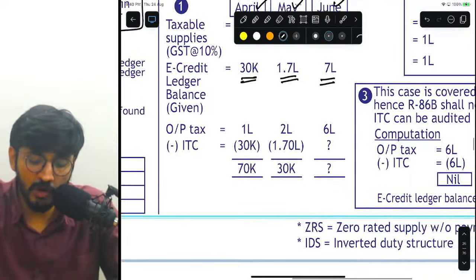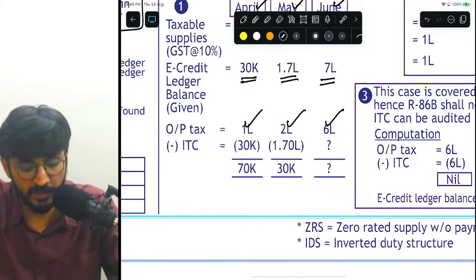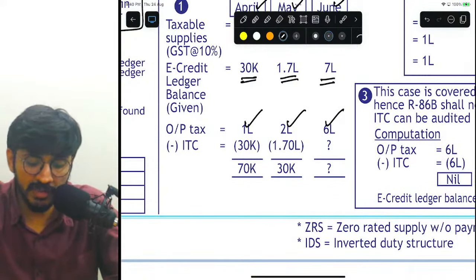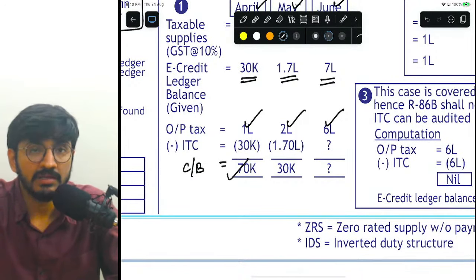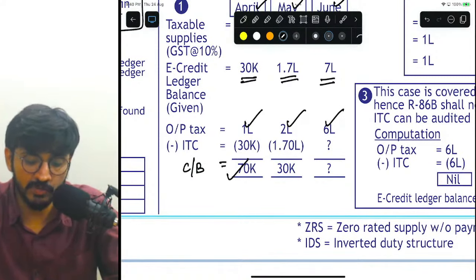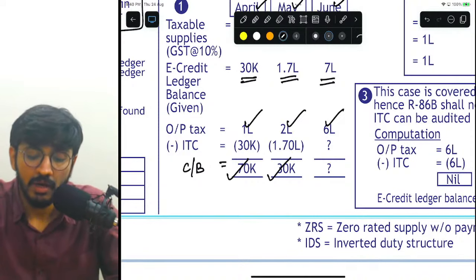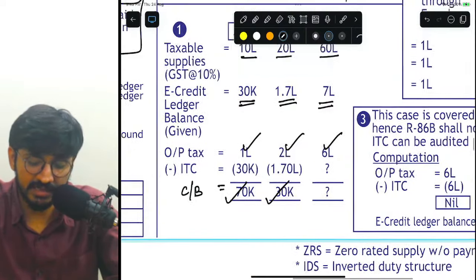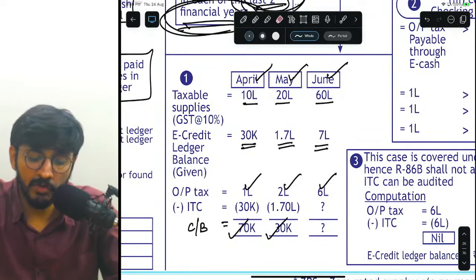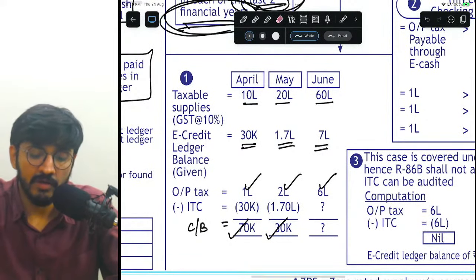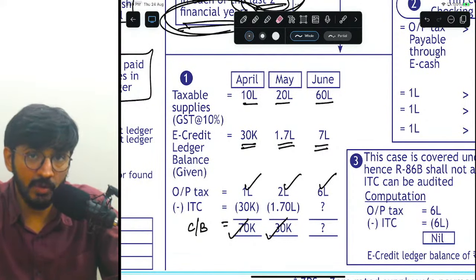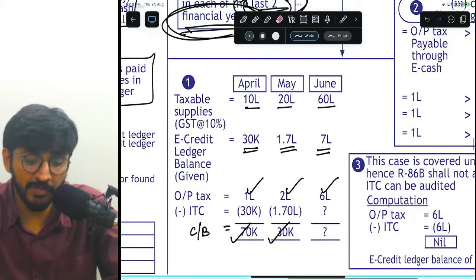Okay. So let's say here the output tax is 1 lakh, 2 lakh, 6 lakh. Perfect. ITC happens to be 30,000. So obviously the amount payable through e-cash ledger will be 70,000. Here it's 2 lakhs minus 1 lakh 70, 30,000. Okay. And here it is 6 lakhs. Also understand that out of these 3 months, will 86B apply in the month of April?